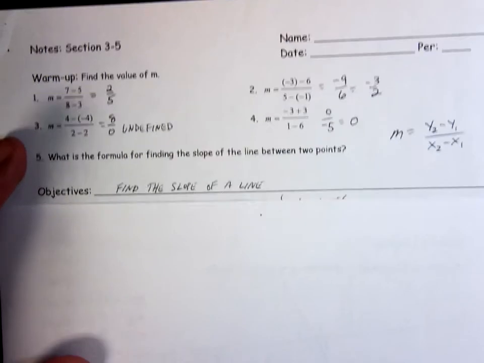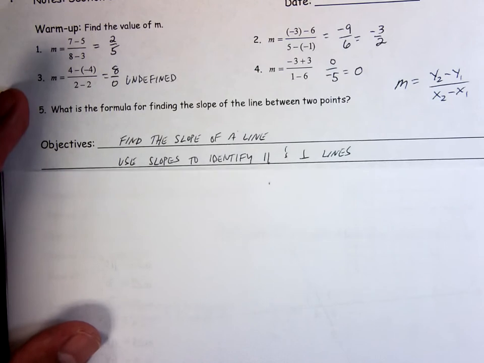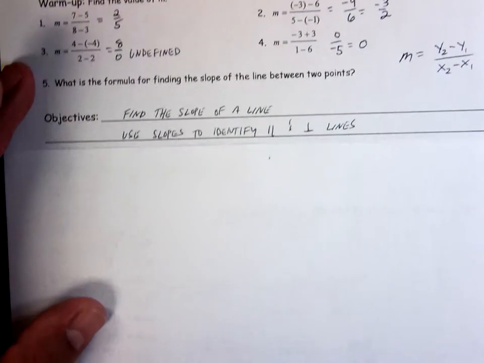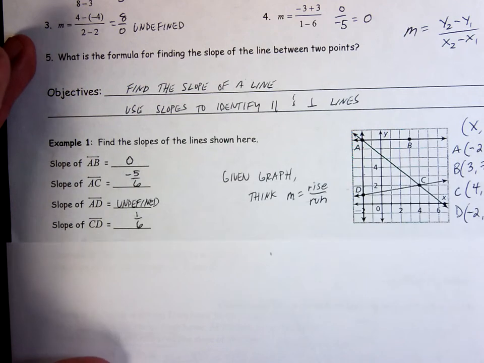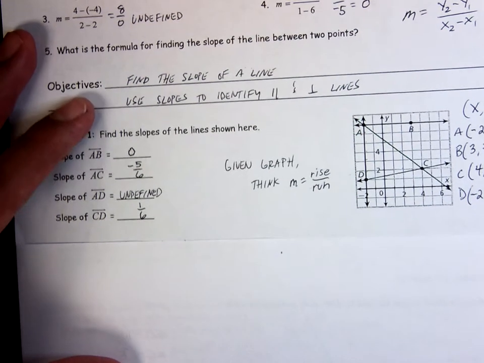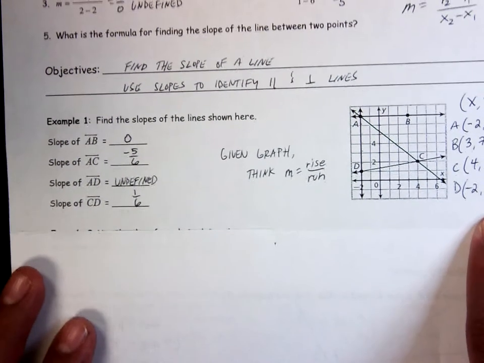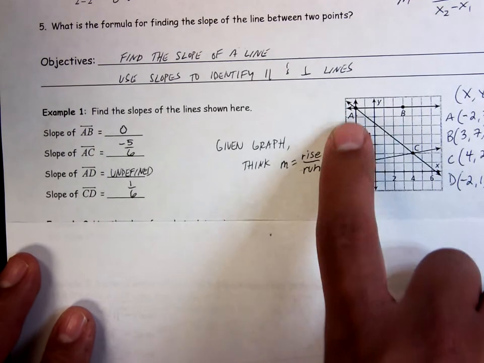Objective: we're going to find the slope of a line. We're also going to use slopes to identify parallel and perpendicular lines. What does this one say? Find the slope here of line AB. What is the slope of line AB?